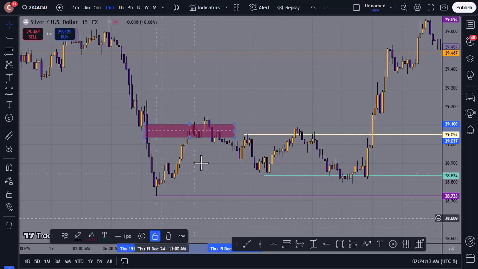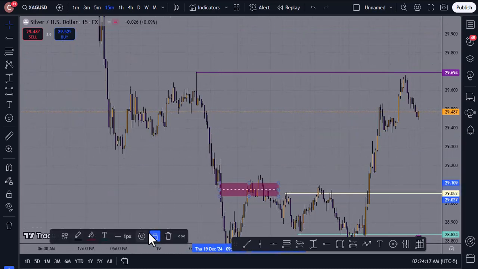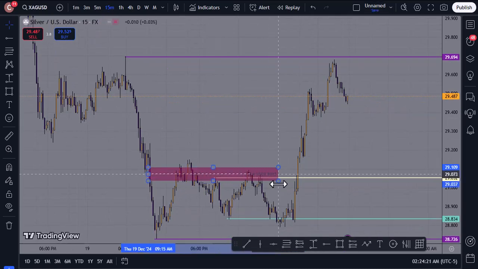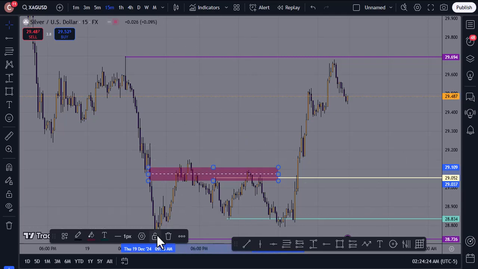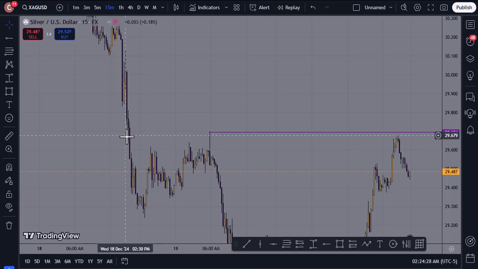Okay, yeah, so I want to take cognizance of that fair value gap, and also let me extend it to the right before. Yes, let me extend it and then lock it. So I can also check out for this fair value gap here. There is a fair value gap here.